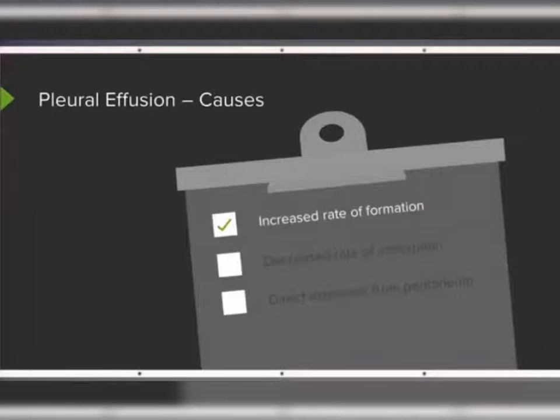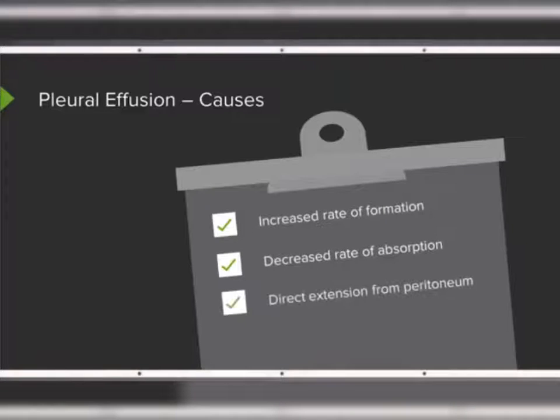There are different causes of pleural effusion, including increased rate of formation, decreased rate of absorption, and direct extension from the peritoneum through the diaphragm.